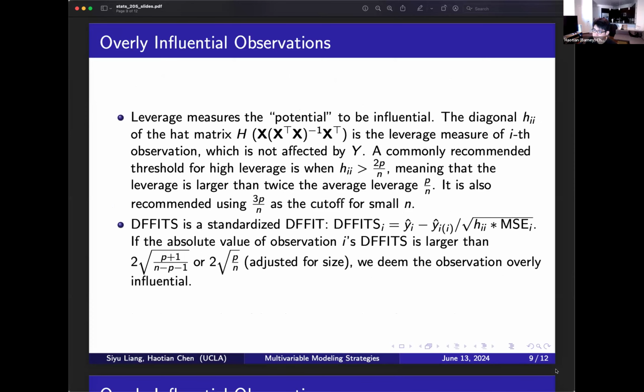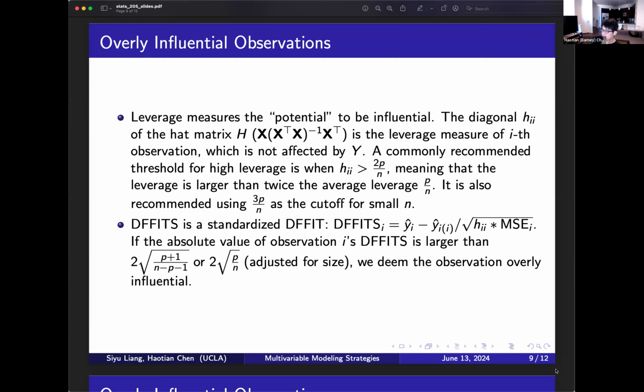Thank you, Alice. So moving on, we'll talk about overly influential observations and how to compare models. We all know that every observation impacts the fit of the model, but it becomes problematic when a model largely depends on only a few highly influential data points. So here we discuss the common diagnostics for overly influential points.